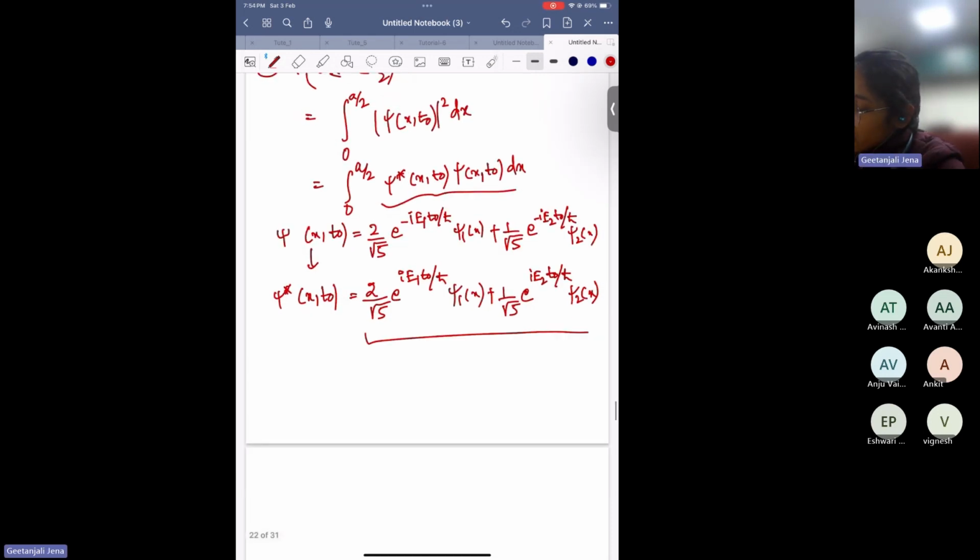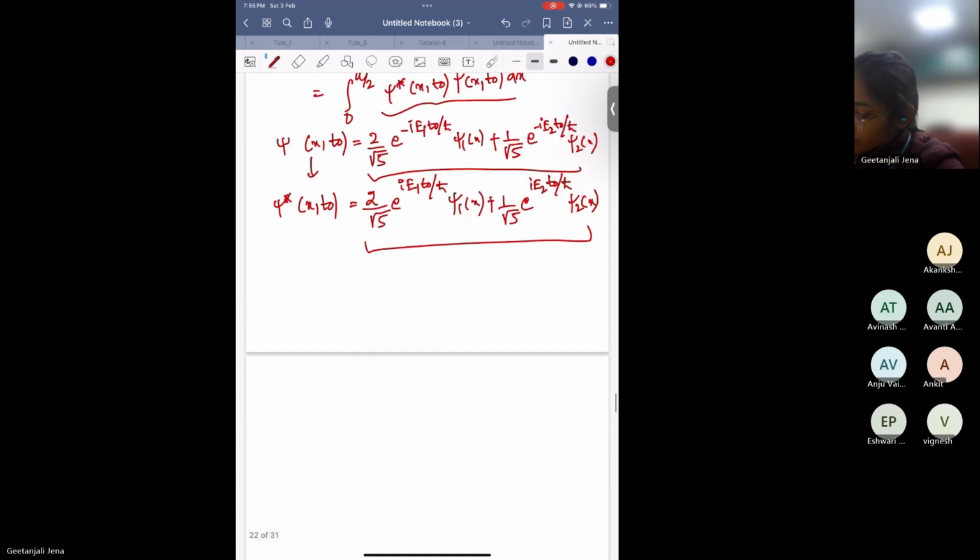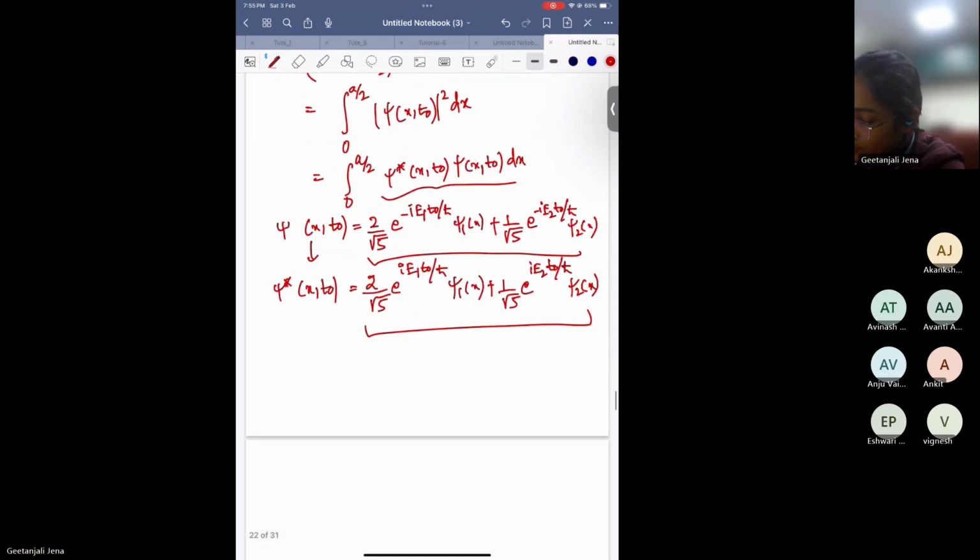So now use this equation and solve the probability. Is 0 to a by 2.